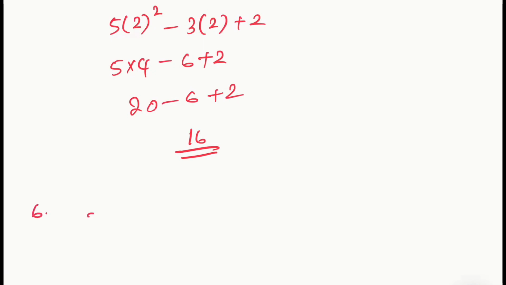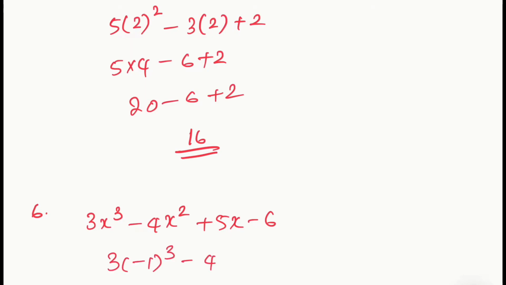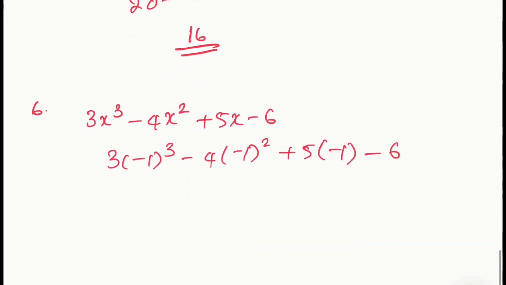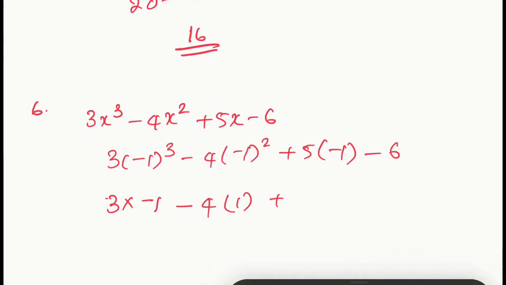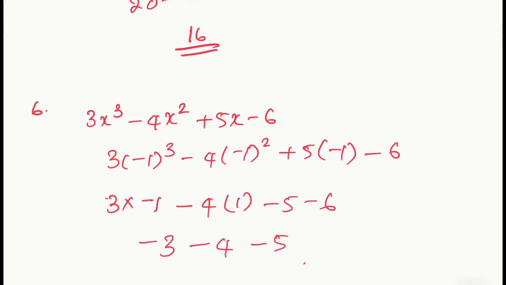Similarly, sixth question we have 3x cube minus 4x square plus 5x minus 6. So 3 into minus 1 cube minus 4 into minus 1 square plus 5 into minus 1 minus 6. 3 into minus 1 cube, minus into minus into minus will give you minus 1 itself. Minus into minus will give you plus, 4 into 1. Plus 5 into minus 1 is equal to minus 5. Minus 6. So what do you get? Minus 3, minus 4, minus 5, minus 6.